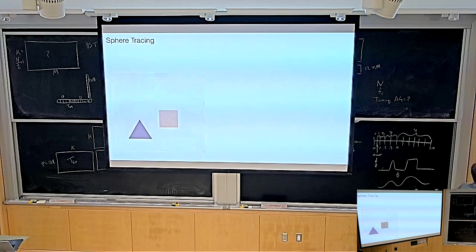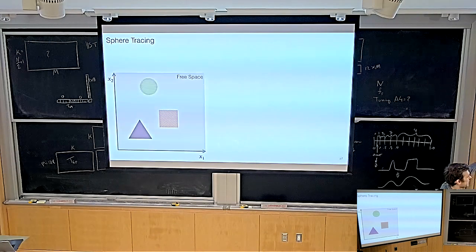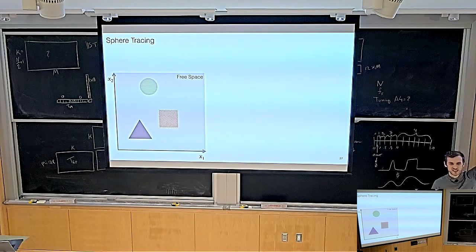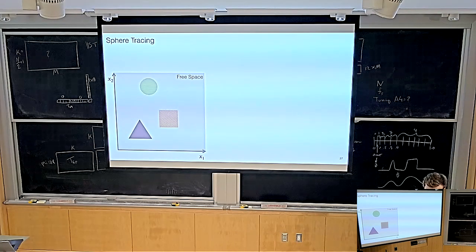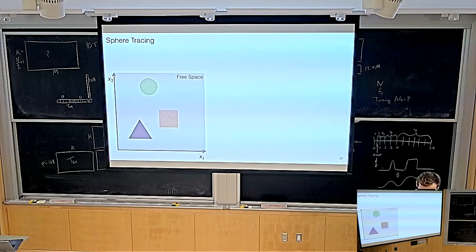So the signed distance function, let's consider this. Actually, we're just going to talk about the sphere tracing algorithm. So who remembers what a signed distance function was? Everyone. Does anyone not remember? Okay, so the signed distance function was the function that maps every point in space to the distance to the closest scene surface.